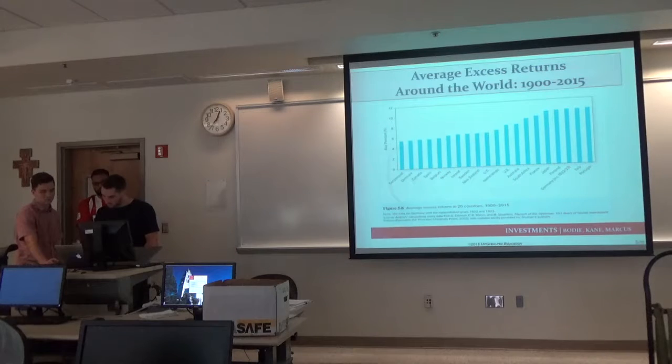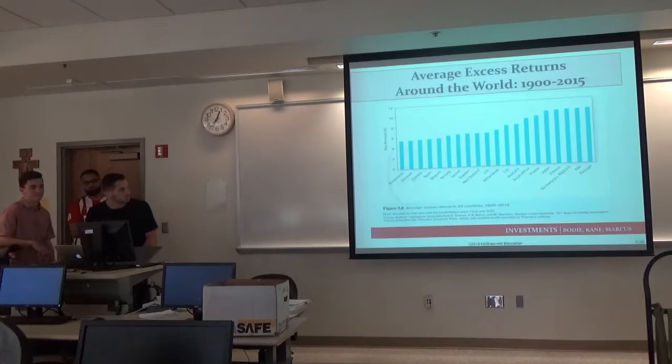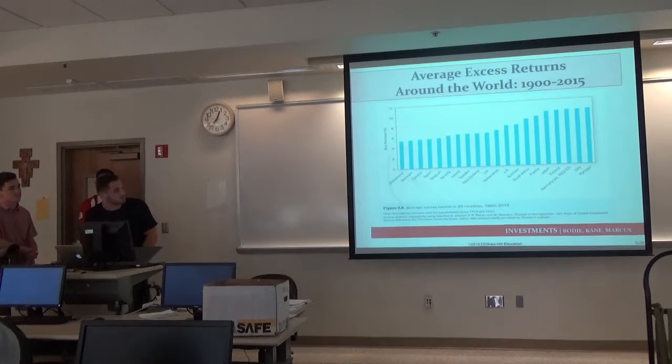And lastly, we have a chart showing countries and their risk premium over the last 25 years. The United States is somewhere in the middle and a little riskier than most other countries on there, but still a good job. That's it.